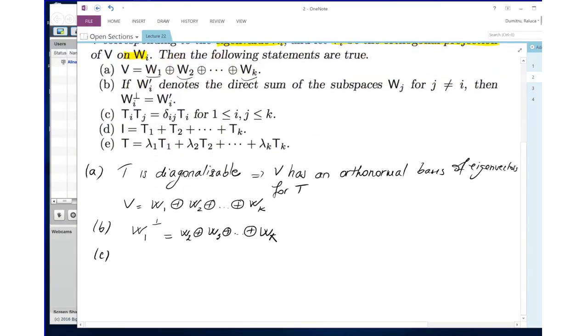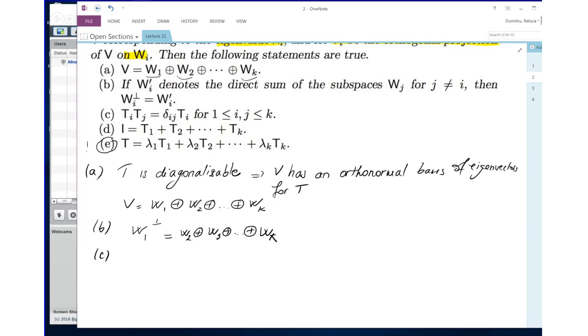I want to look more into parts C, D, and E, because those are actually here. The idea is that you can take the operator T and split it into a sum of orthogonal projections. The main thing of this theorem is part E here: write T as a sum, a linear combination if you want, of orthogonal projections. So let's see how that works.